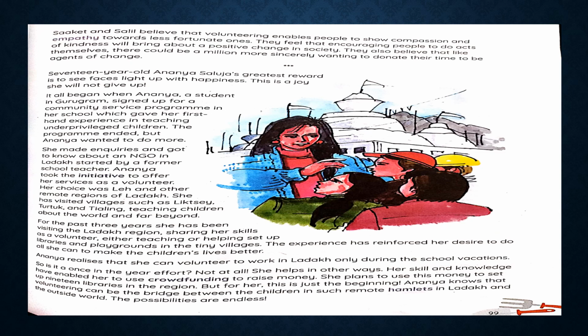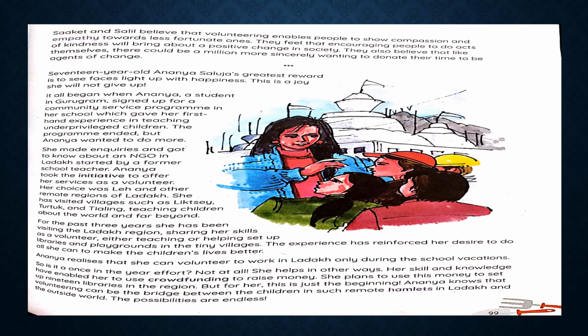The program ended, but Ananya wanted to do more. So this girl, Ananya, was a student in Gurugram, and one day she signed up for a program. You can say a volunteering work, or you can say a small activity where the school gave her an opportunity to teach some children who were underprivileged. Underprivileged means those children who do not have enough monetary assistance to go to big schools or have lots of access, or they do not have affluent parents.